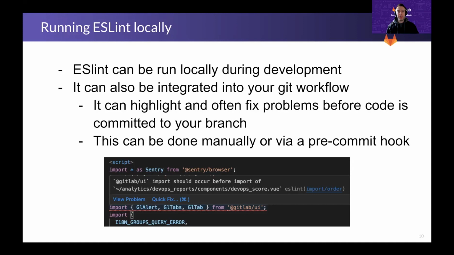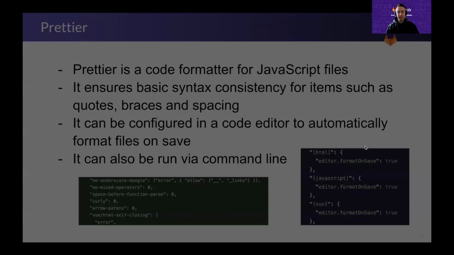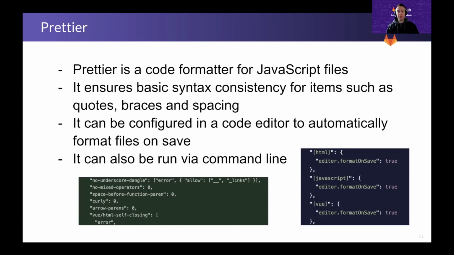ESLint can be run locally during development. It can also be integrated into your Git workflow. It can highlight and often fix problems before code is committed to your branch. This can be done manually or via a pre-commit hook. As you can see in the screenshot, the browser is complaining about the import order of the specific line. There's an ESLint rule configured which specifies that imports should occur in a certain order based on the location of the import.